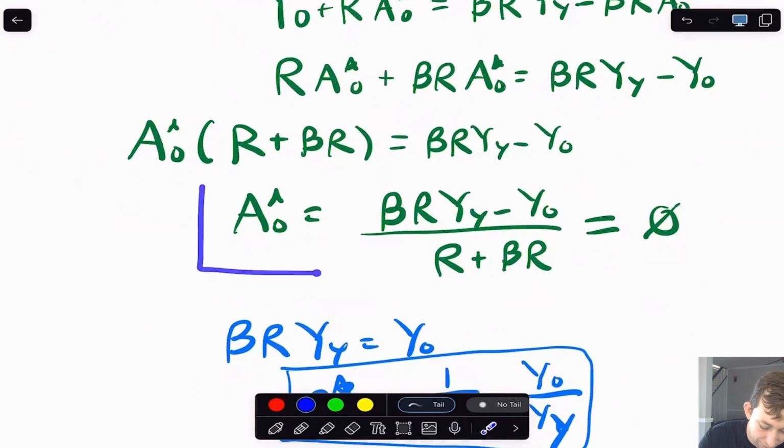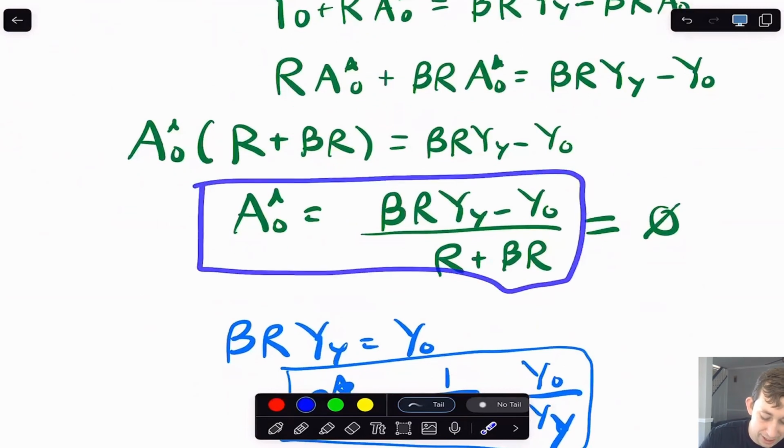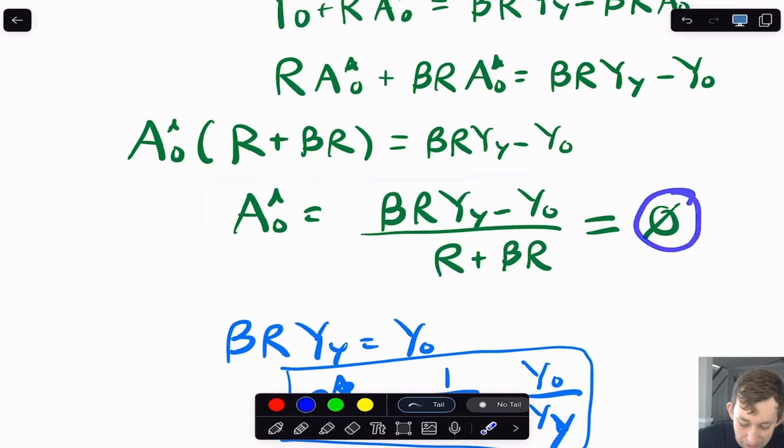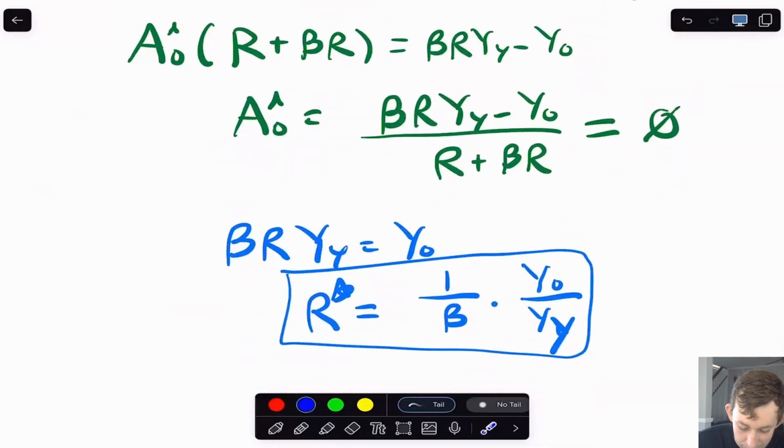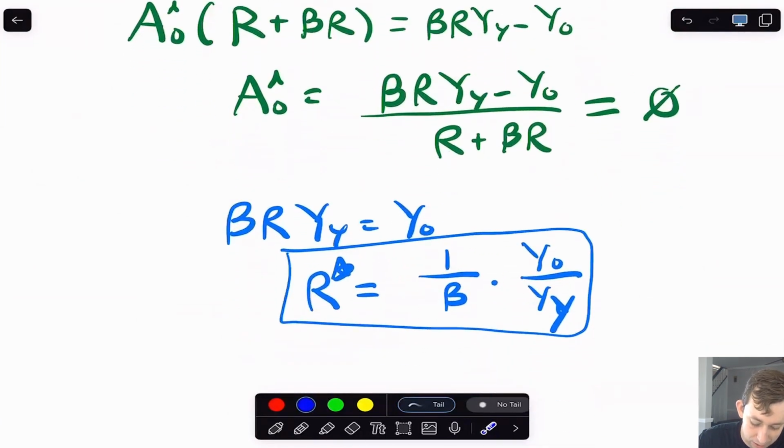And the reason I'm solving for A0 star is because now I can use the fact that that's supposed to be equal to 0. And I can use the fact that that's equal to 0 to solve for R. So I'm just going to do that. I can cancel the denominator. And I'm going to get that R star is 1 over beta times Y0 over YY.